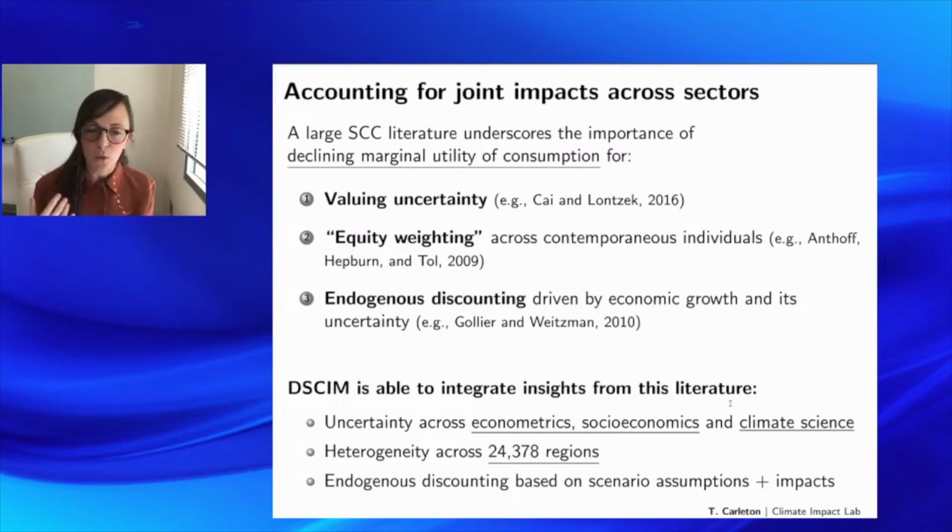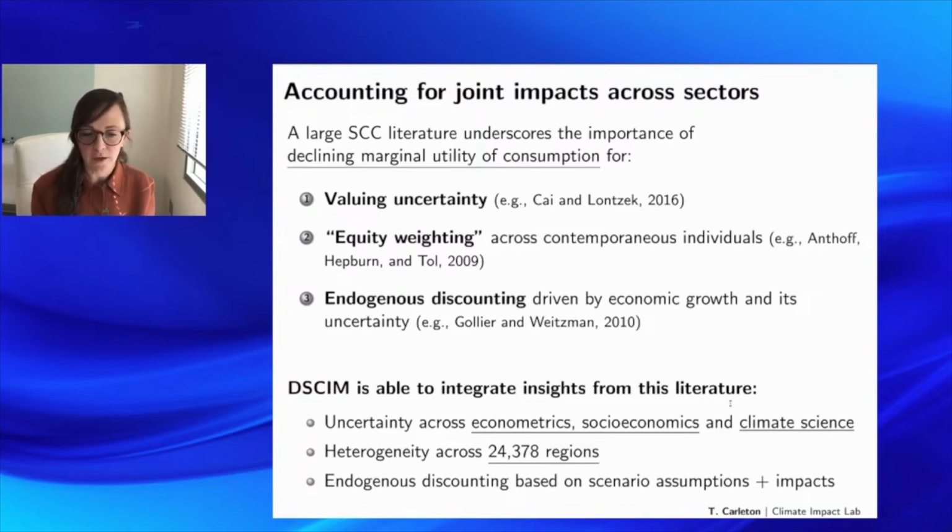position to explore the quantitative implications of these theoretical insights because we have characterized uncertainty in a really rich way, because we have heterogeneity at the scale that we do, and that we can integrate probabilistic scenarios to think about endogenous discounting. In particular, when we're thinking about equity, the importance of equity weighting is going to depend on the resolution at which you can resolve climate damages.